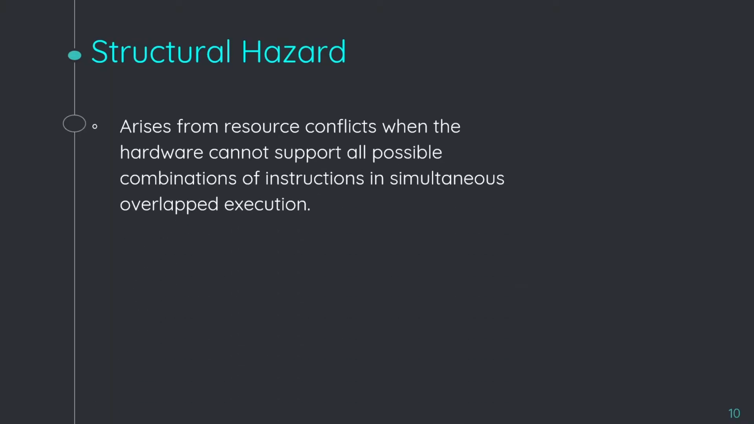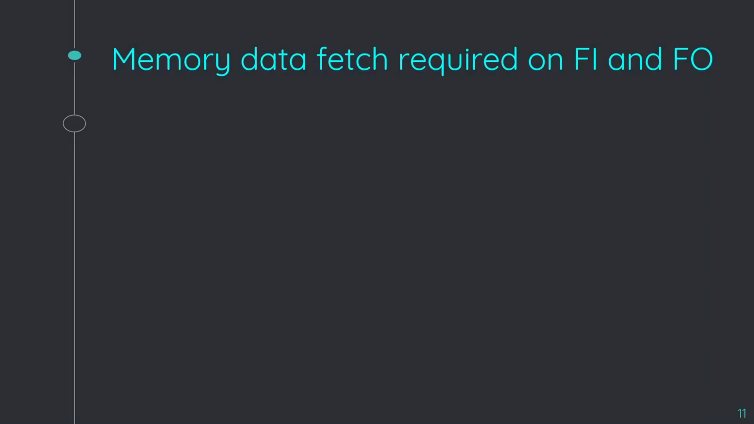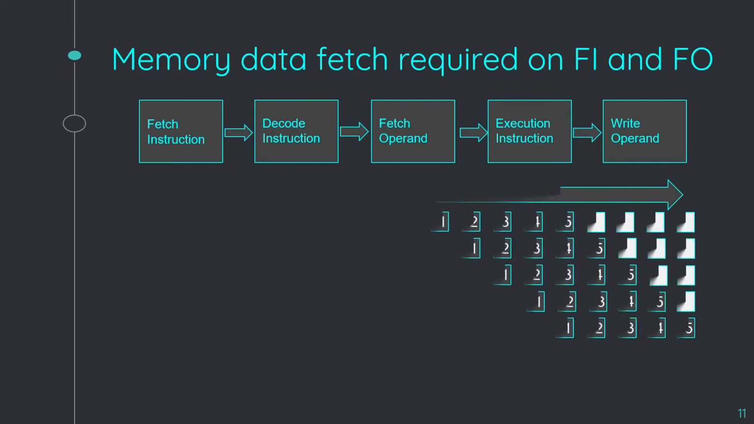So the first hazard that I'm going to be talking to you about is structural hazard. It arises from resource conflicts when the hardware cannot support all possible combinations of instructions in simultaneous overlapped execution. For example, some pipeline processors may be sharing a single memory pipeline for data and instructions, and thus there may be multiple instructions trying to access one single memory simultaneously.